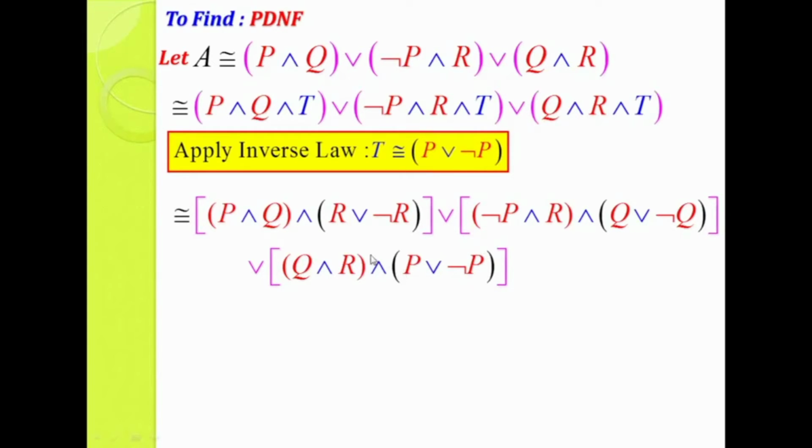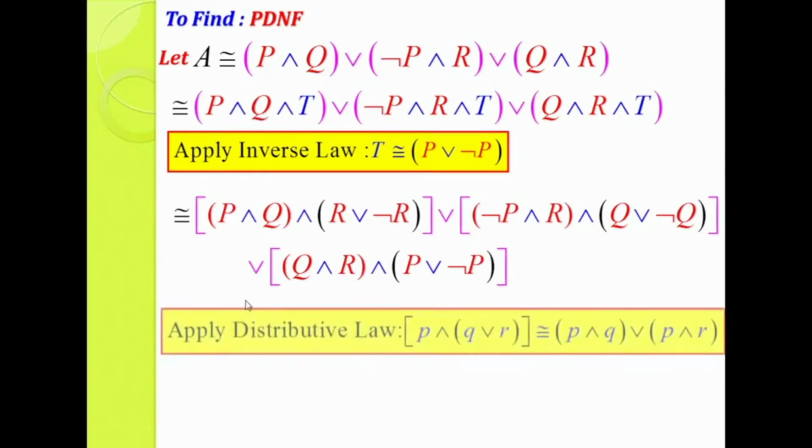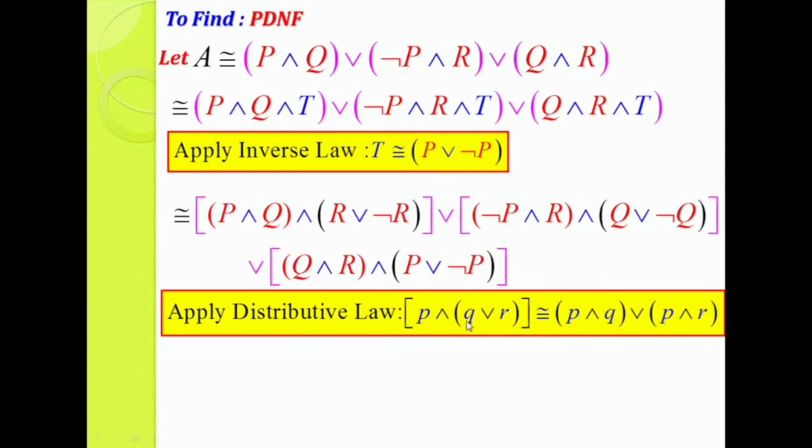Okay. So now using step number 3. What is step number 3? Using distributive law until we get PDNF and PCNF. Okay. So what is the use of distributive law? P and Q and R. We can write P and Q or P and R. Okay. So here we consider this is the first term, this is the second term, this is the third term.